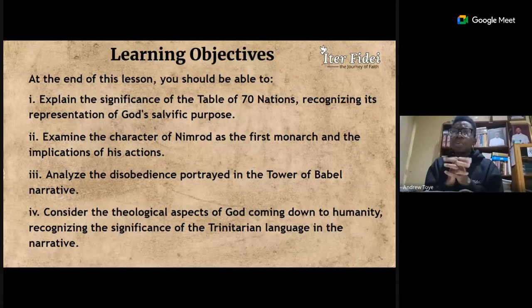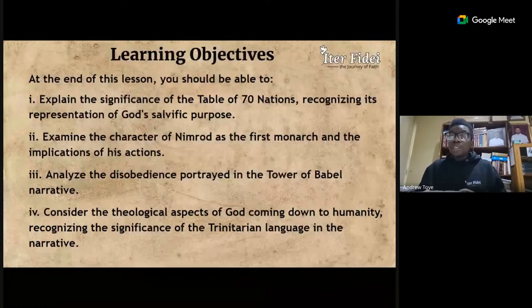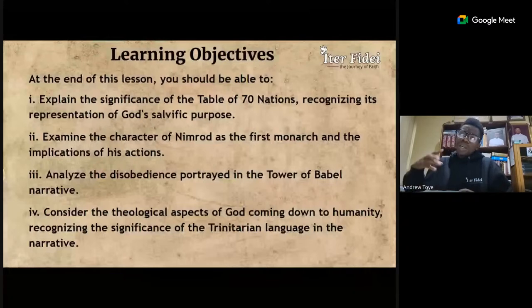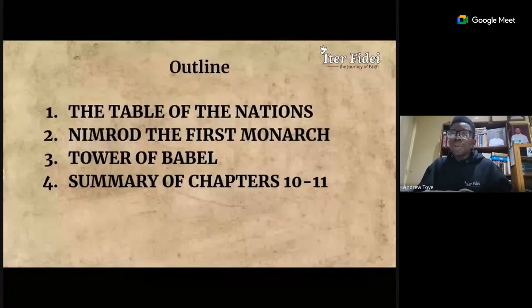So chapters 10 and 11 are together. They are connected by this figure, Nimrod. And you should also be able to analyze the disobedience portrayed by the sons of men. I'm sure you are familiar with the term sons of men in the story of the Tower of Babel. And lastly, you should be able to consider the theological aspect of God coming down. Twice we were told that God came down to see what the sons of men were building in Babel. So we should be able to consider the theology of God coming down from heaven. And we'll proceed using this outline: the table of the nations, Nimrod the first monarch, the Tower of Babel, then a summary of both chapters.